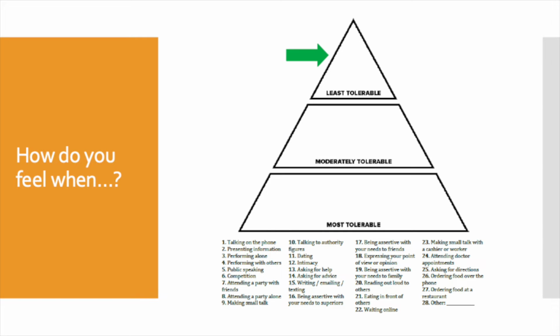And then lastly, you'll move to the top of the hierarchy, and these are the least tolerable tasks. So which events or tasks from the list cause you the most stress, or they're probably events that you tend to avoid, or just they aren't things that you readily do. So insert those tasks on the least tolerable section of the hierarchy.